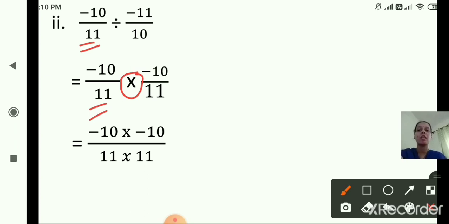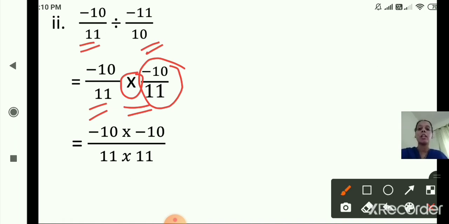So what is the second rational number? Minus 11 upon 10. So what is the multiplicative inverse of minus 11 upon 10? That is minus 10 upon 11. So here we have written minus 10 upon 11. As we write multiplication in place of the division sign, you write the multiplicative inverse of the second rational number, that is minus 10 upon 11. Now see here, we got minus 10 upon 11 multiplied by minus 10 upon 11. This is how we do multiplication of rational numbers, and in the same way now we will solve.